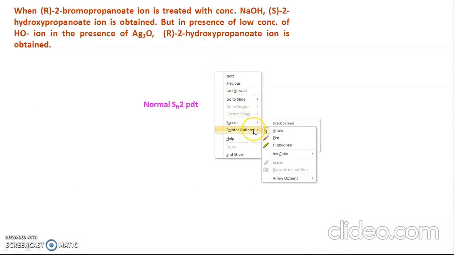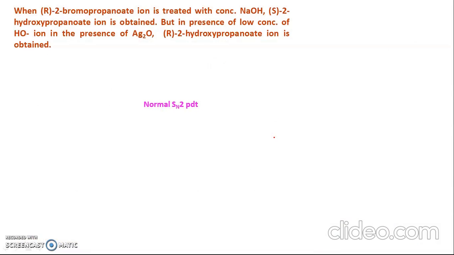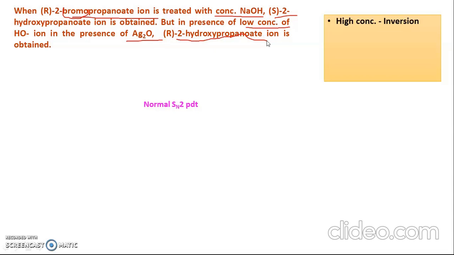Next, again we have a problem, and through this problem we will be able to understand more about the NGP process. When R-2-bromopropanoate ion is treated with concentrated sodium hydroxide, we get S-2-hydroxypropanoate. So now there is no bromo, there is hydroxy. But if you do the same reaction with low concentration of NaOH or HO minus ion, and also in presence of Ag2O, you get R-2-hydroxypropanoate. So with concentrated NaOH you get inversion, because now we get S stereochemistry, not R. But with low concentration, you get R, that is retention of configuration.